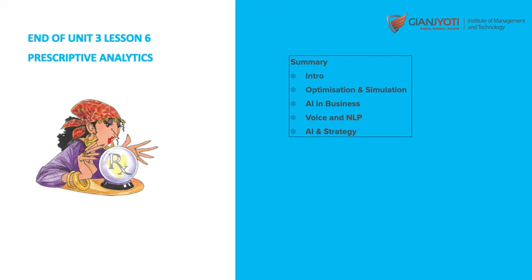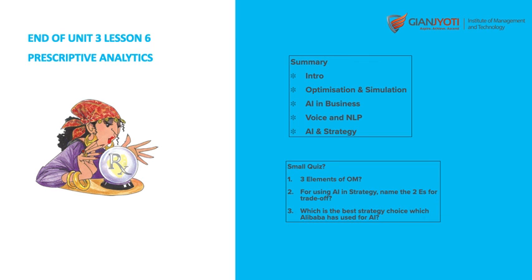And then we talked about AI and strategy, how you can pick the strategy, and we talked about the two E's in that. So here is a small quiz for you. Please answer the three questions. Number one is, what are the three elements of an optimization model? Number two is, for using AI in strategy, name the two E's for trade-off. And number three is, which is the best strategy choice which Alibaba has used for AI?